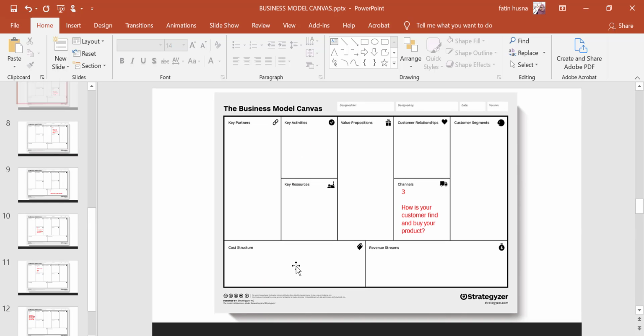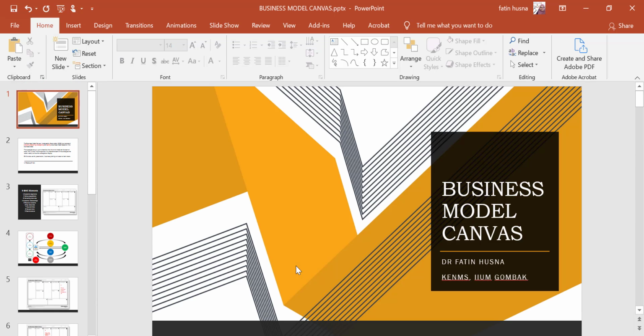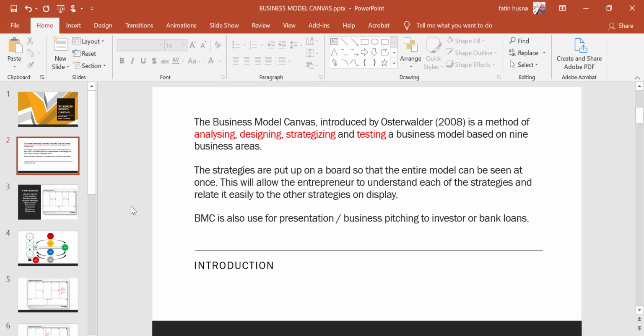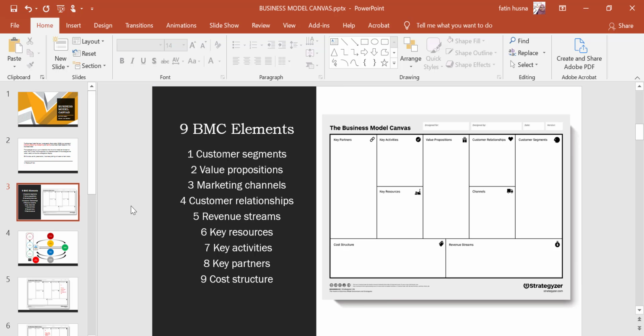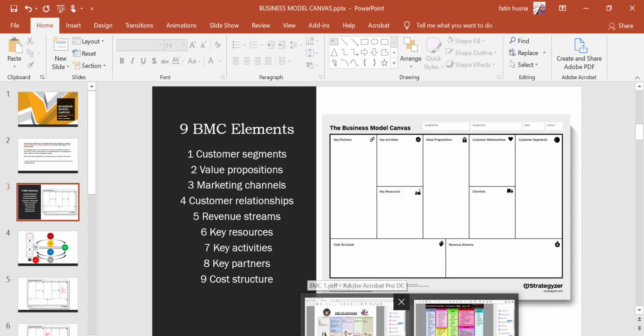So that's all for BMC. If you want to ask anything when it comes to BMC, you can PM me on WhatsApp. If you want me to take a look at your BMC, I can as well. Hopefully you understand what the BMC is. Don't get confused among all these elements or boxes, because inshallah this will also come out in the final exam. You must really understand.